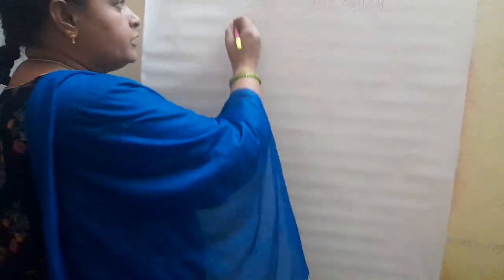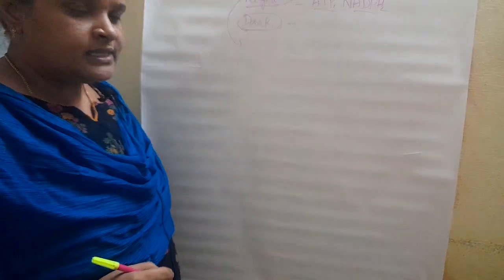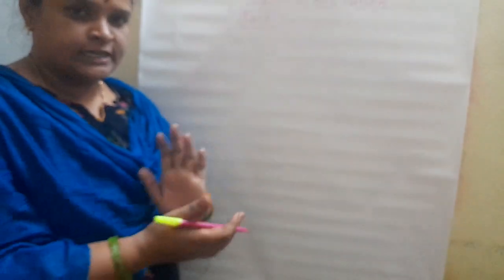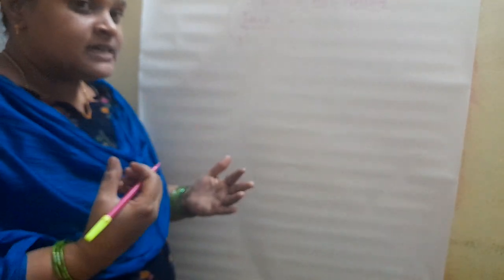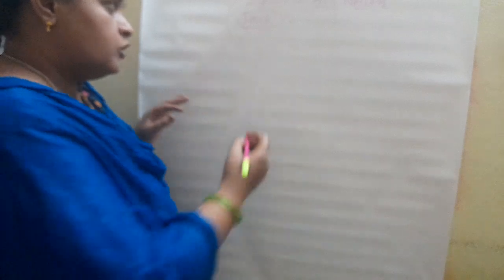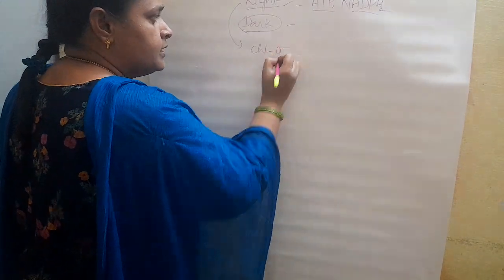Okay, so that's why it is called the dark phase. Coming to the light phase, ATP and NADPH2 are generated. How are these generated? Light is essential for this reaction. So where is the light trapped? Light is trapped by the chlorophyll A molecule, right? Chlorophyll A is trapping the light.